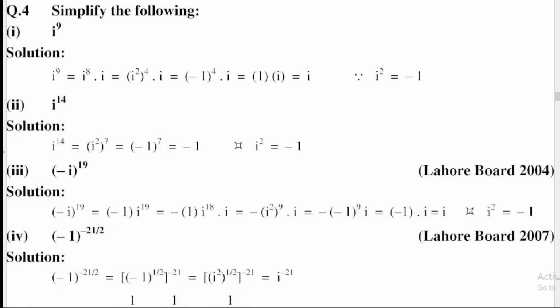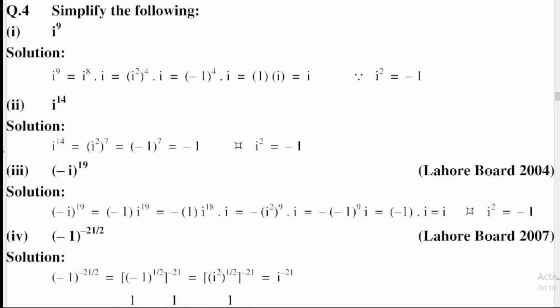Simplify the following. Part number 1, that is iota power 9. Iota power 9 can also be written in the form of iota power 8 dot iota. Iota power 8 is iota square whole power 4, since 2 times 4 is 8. So the value of iota square is minus 1, whole power 4. Minus 1 power 4 is equal to plus 1. So 1 dot iota is equal to iota.